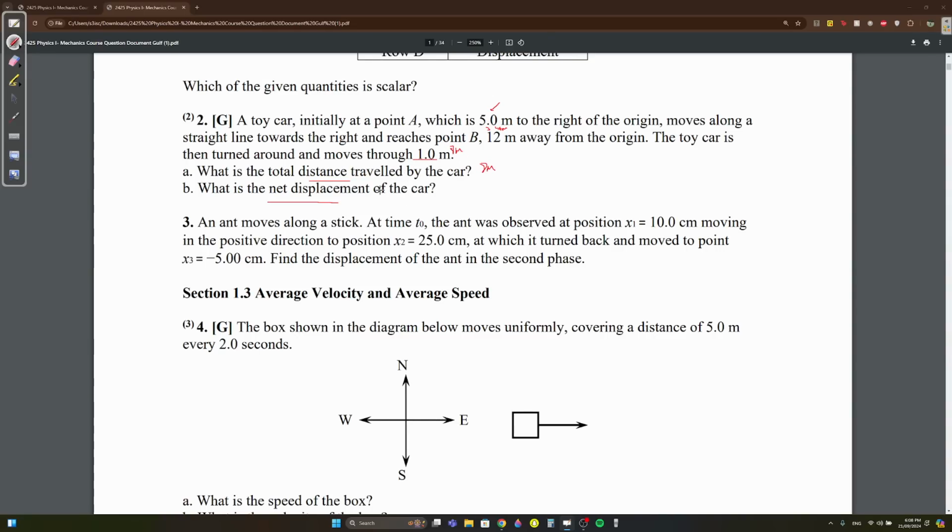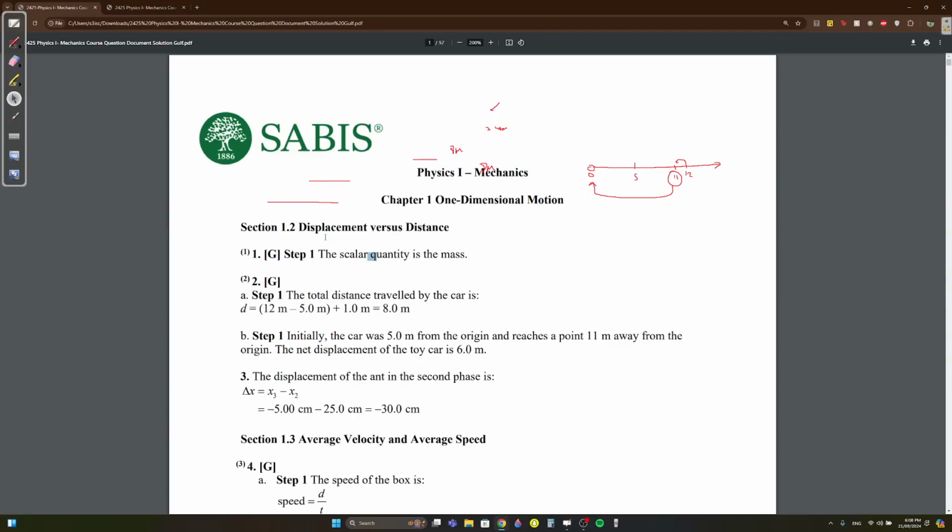What's the net displacement? The toy car finished at 11, right? Let's draw it like this. Here's the origin 0. We're at 5, we went to 12, we turned around for 1 meter, we went to 11. So now you're at 11. What's the displacement? If you're 11 meters from the origin, your displacement is 11. Initially, the car was 5 meters from the origin and reaches a point 11 meters away from the origin.